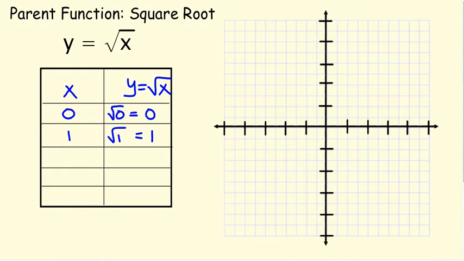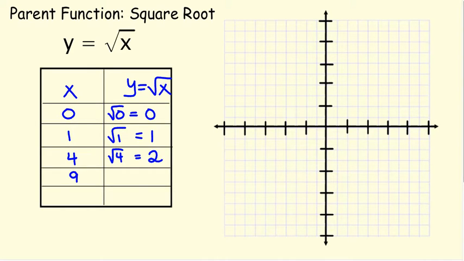Now if I choose 2 or 3, they don't turn out to be nice numbers. They would be considered decimals. So I'm going to go ahead and jump up to 4. When I take the square root of 4, it's a perfect square because 2 times 2 is 4. So the square root of 4 is 2.